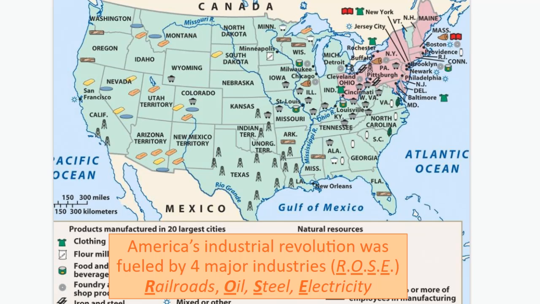So America is then going to start an industrial revolution, which is going to be fueled by four major industries. And the way I think about it is the ROSE system. It's the railroads, the oil, the steel, and electricity. And that's how we're going to create a modern industrialized country to create work in that way.